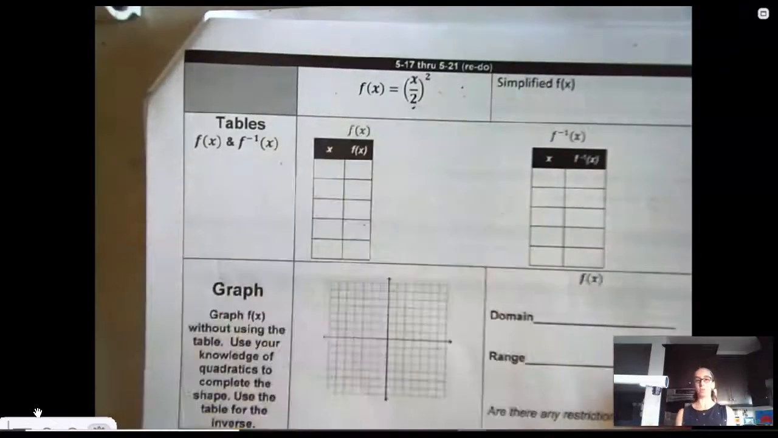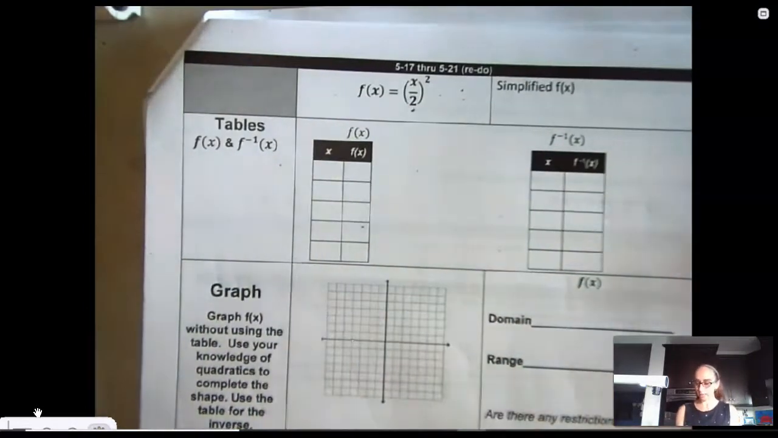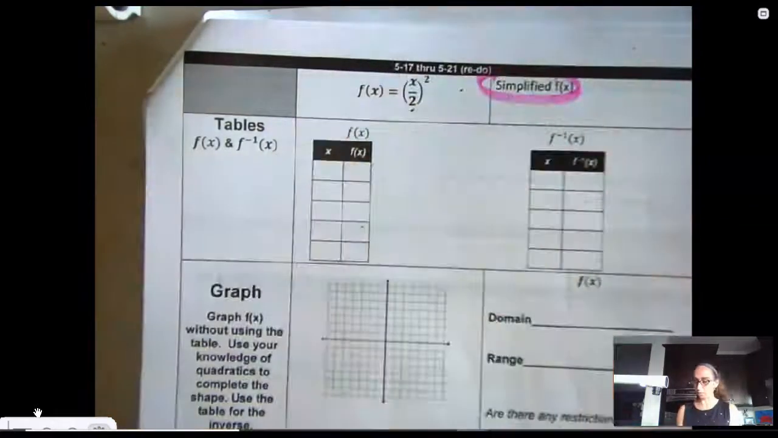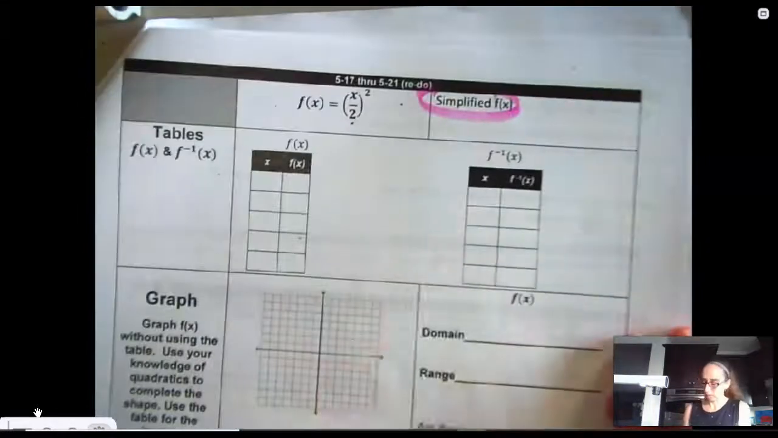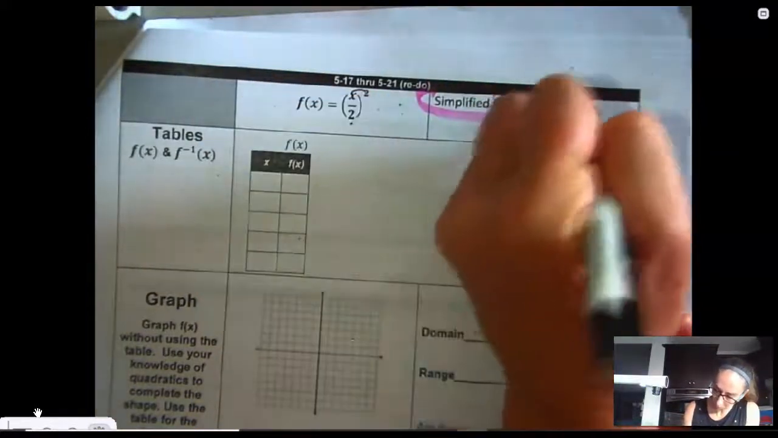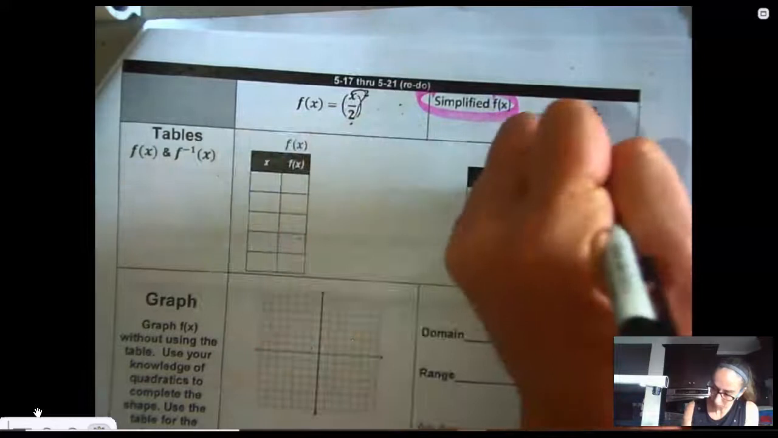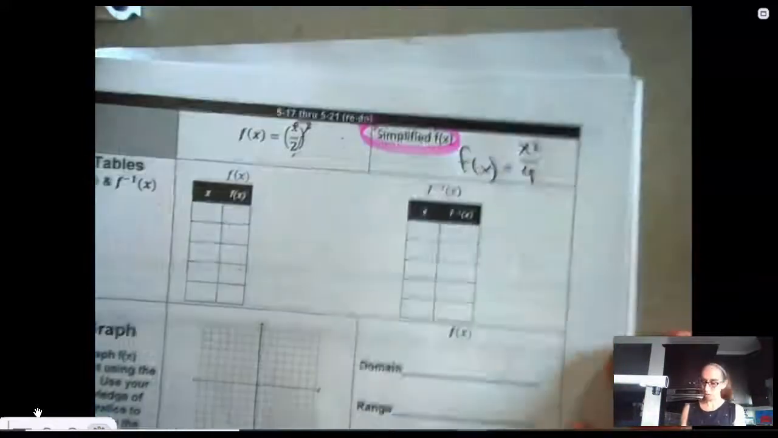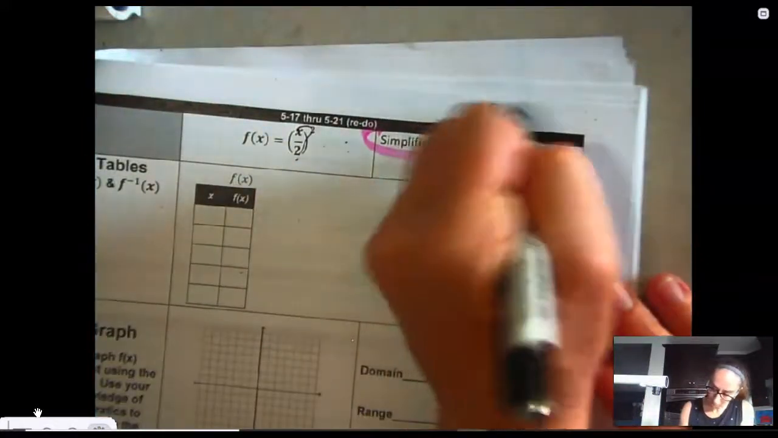They give us this. We know it's quadratic, and they're actually asking us to simplify it. So they're saying, hey, I don't like it like that. Can you write it differently? So f of x, distribute. And some of you go, I still don't like the way it looks. You could actually make it look like this too.